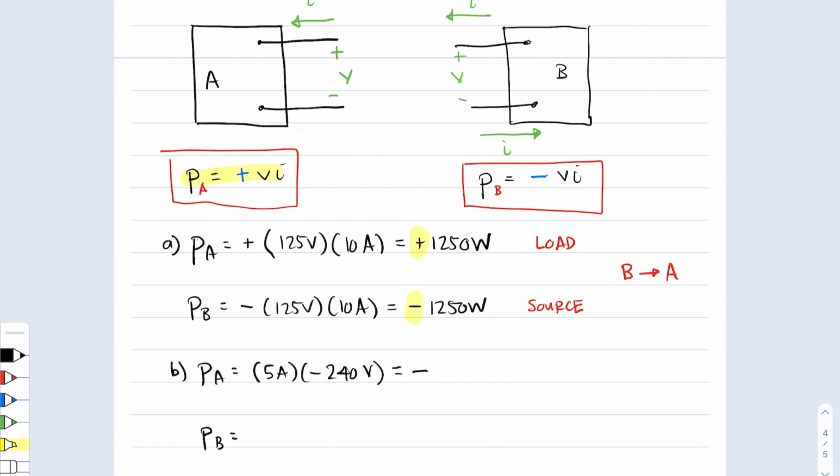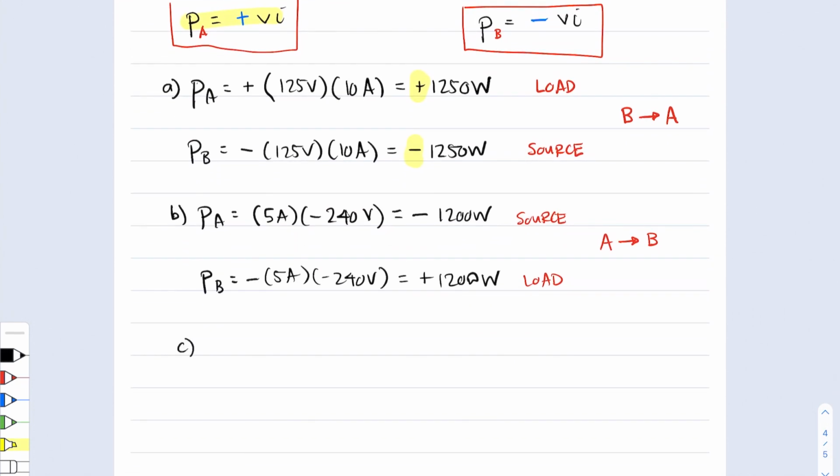So notice here you end up with a minus sign answer. And 5 times 240 is 1200. So this is minus 1200 watts. For B, I must add in that minus sign by hand, and it's 5 amps times minus 240 volts. Those minus signs cancel, and you end up with 1200 watts. That means that this is the source, this is the load, and energy and power, similarly, is flowing now from A to B.